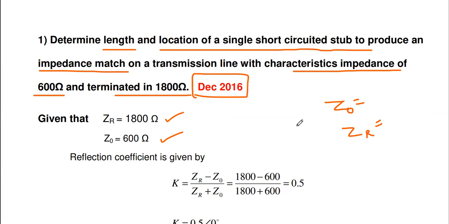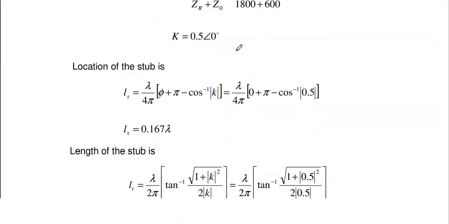We have to design a suitable single stub in order to provide the impedance matching between the line and the load. The design of the stub means we have to calculate the length and location. So that's all. Already you know the formula.